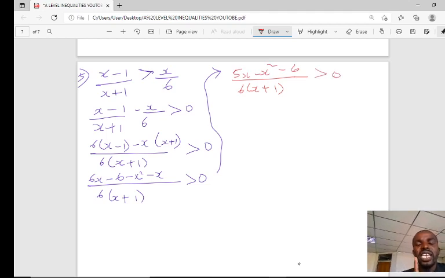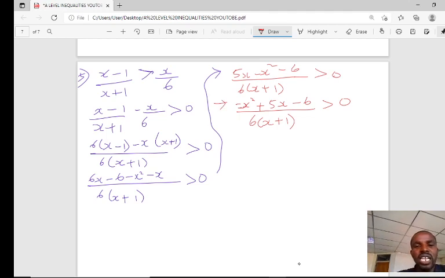Then express the numerator as a quadratic expression. It will be minus x squared plus 5x minus 6, then over 6 times x plus 1 is greater than 0. Like this. Please take note, this one is minus x squared. Then factorize the numerator. You find factors of this one. You know how to factorize, right? This numerator. So what are the factors in this case? What you can do, you can just take this one, then factorize it.